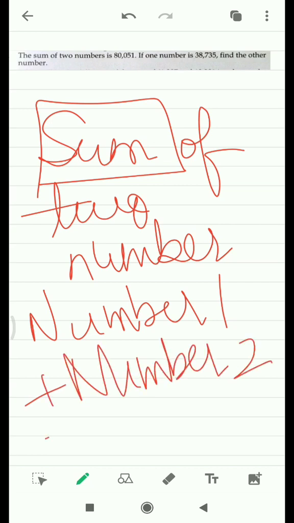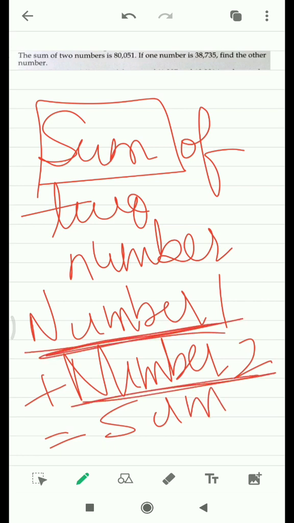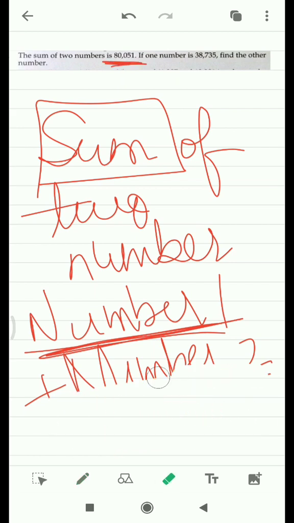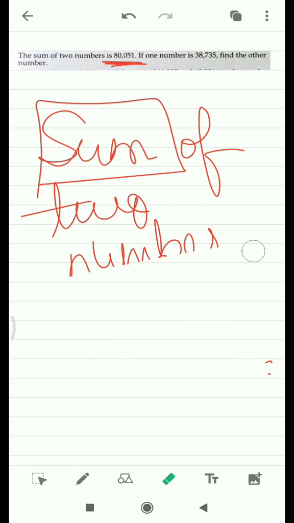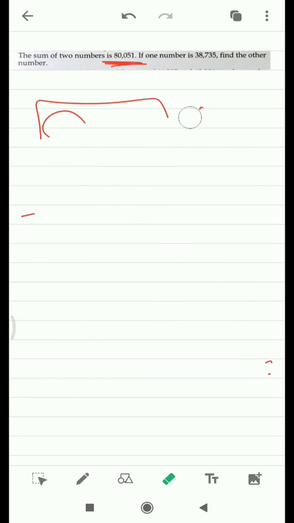After adding two numbers, we get the sum. There must be some number 1, some number 2, and then you get the sum, right? So since it is a sum, it must have been obtained by adding two numbers, right? So let's read ahead what the statement says.